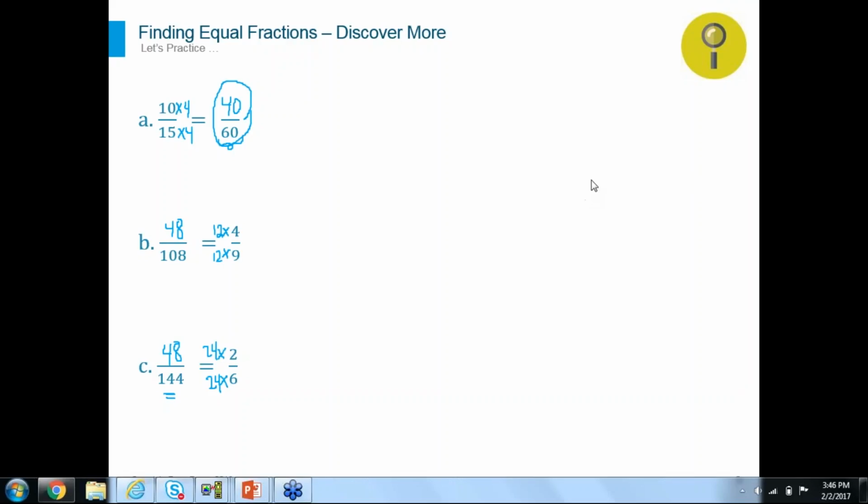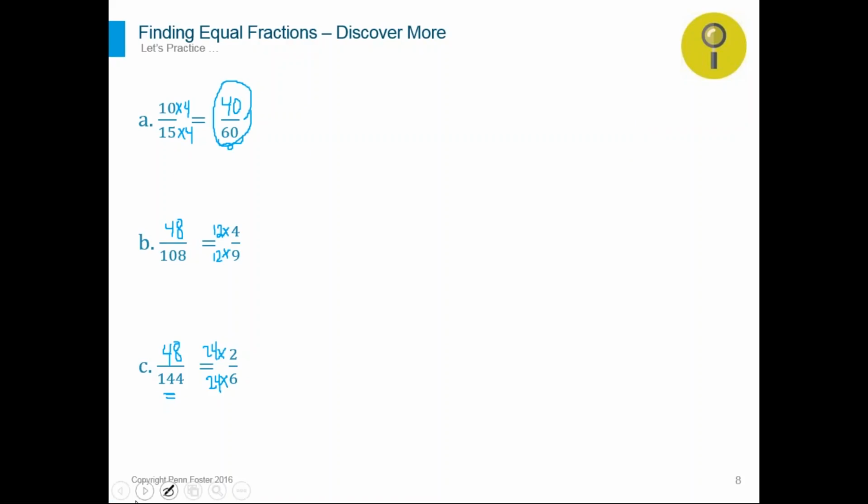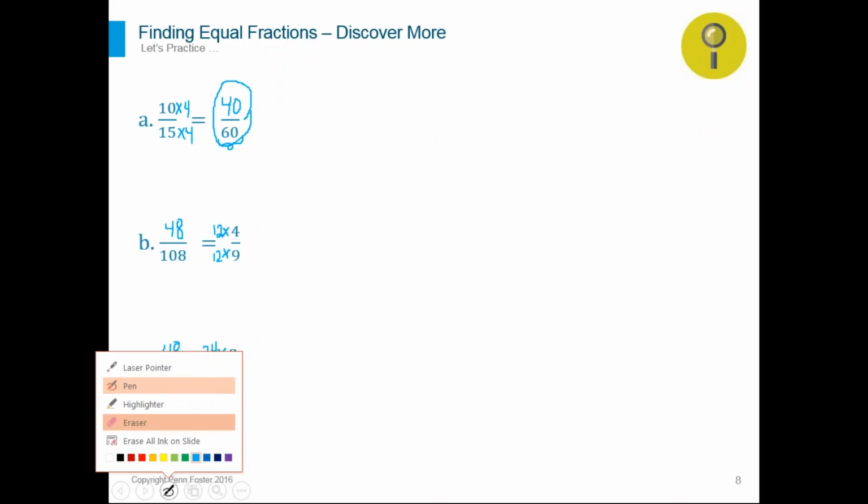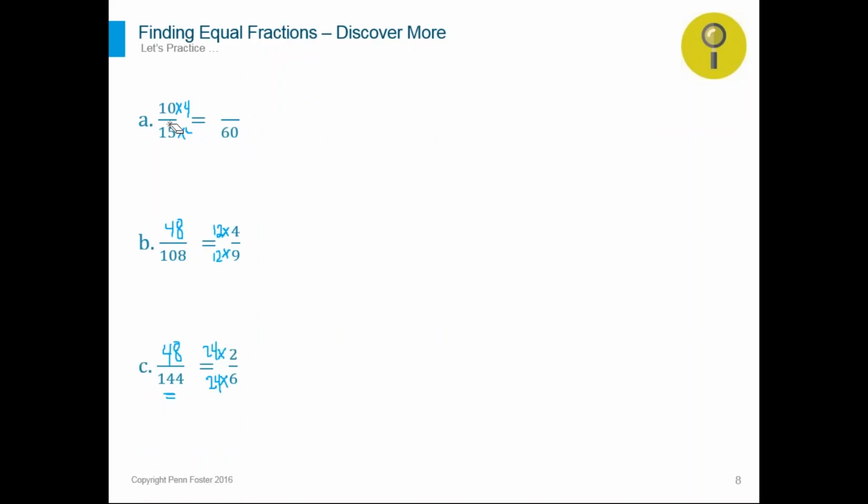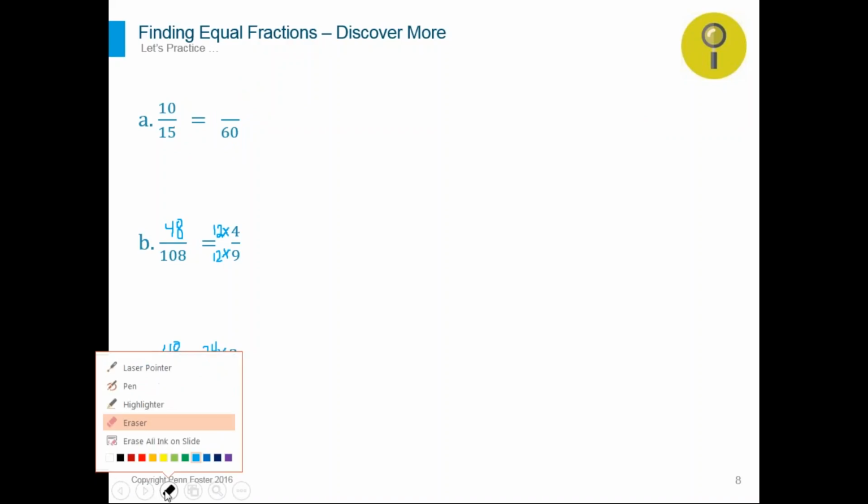Okay, why did I use 4 in A? Ashley is asking, why did I use 4? Is it number A or the previous slide? A. Okay, so let me erase this and go over that one more time and then explain why we used 4.